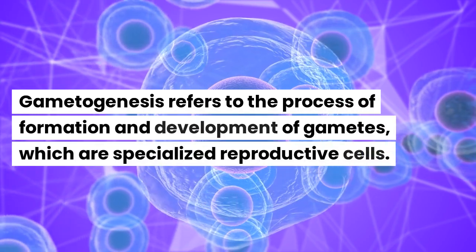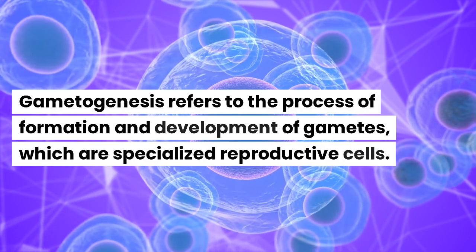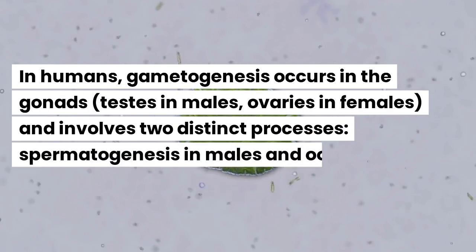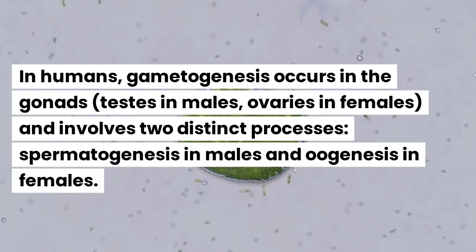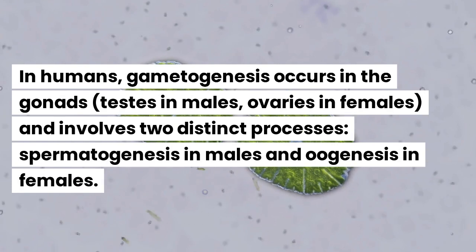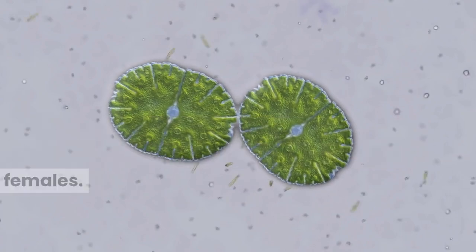Gametogenesis refers to the process of formation and development of gametes, which are specialized reproductive cells. In humans, gametogenesis occurs in the gonads, testes in males, ovaries in females, and involves two distinct processes: spermatogenesis in males and oogenesis in females.